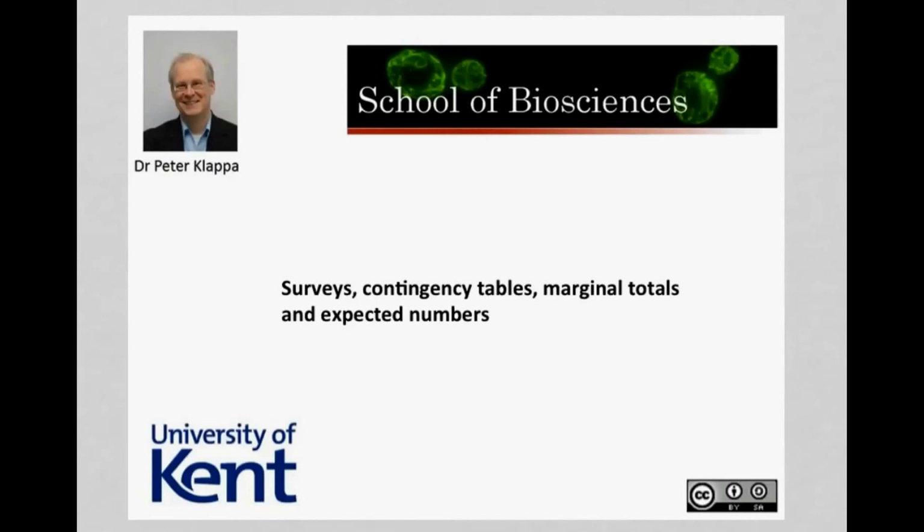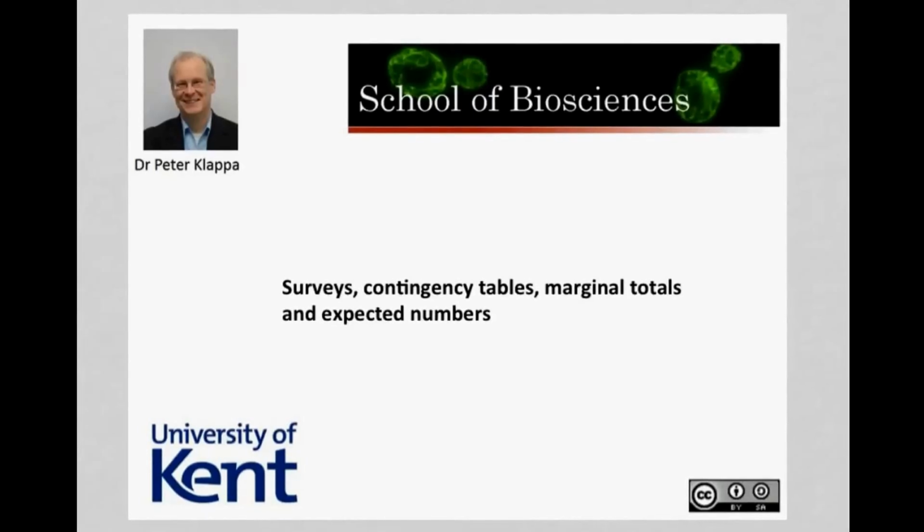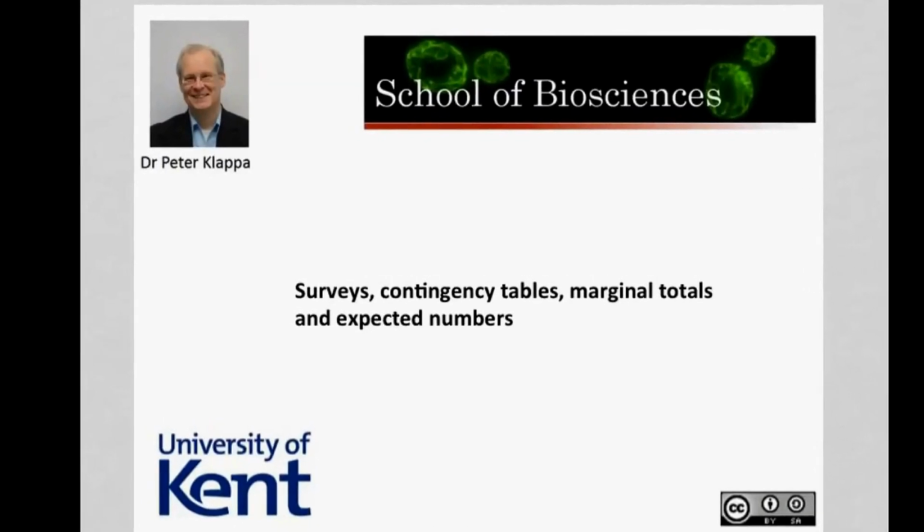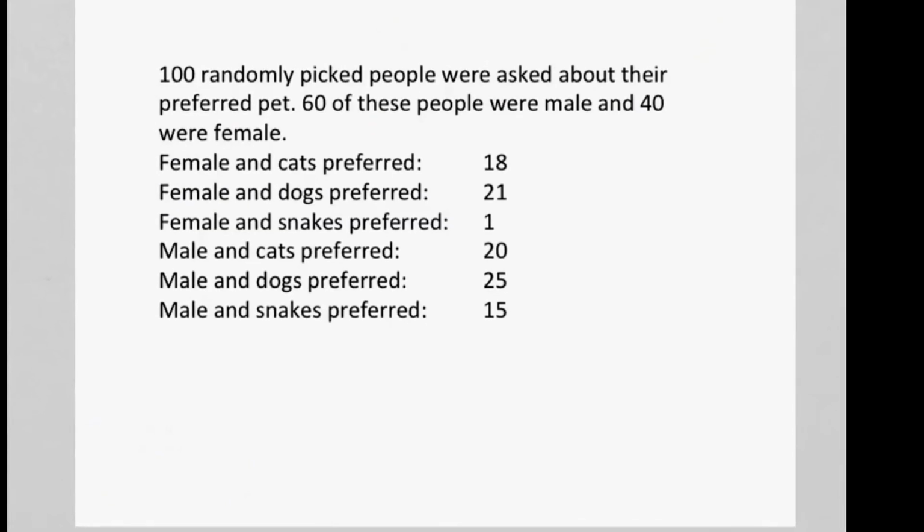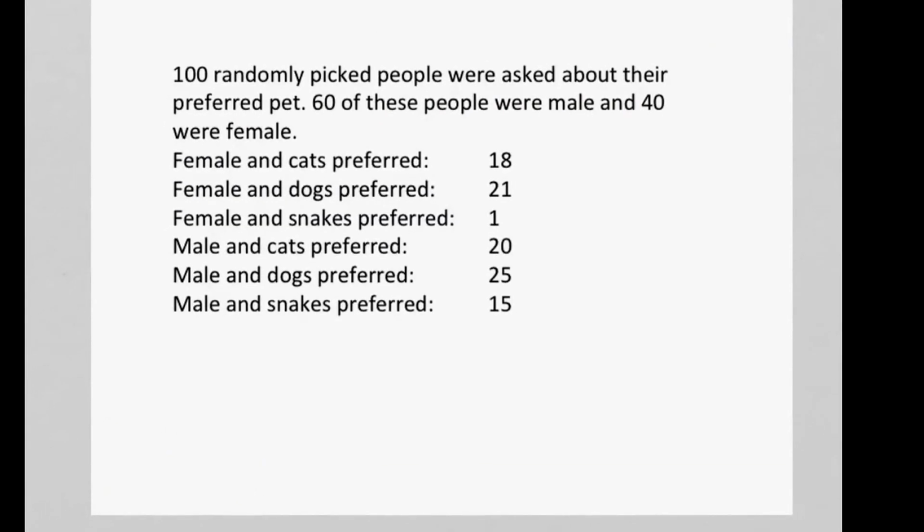In this video clip I want to talk a little bit about surveys, contingency tables, marginal totals and also expected numbers. So how does it all work? Now let's assume we have done a survey, a very common survey in this aspect.